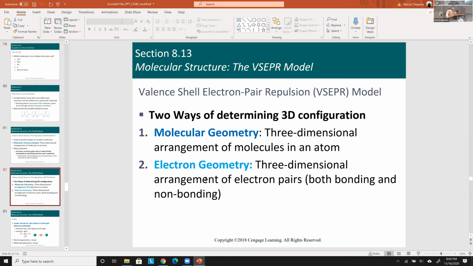And there are two ways of writing the configuration, and they're both different. The first is the molecular geometry, which is more relevant in our case, but it's harder because there are more terms. By more relevant, I mean it is the exact three-dimensional arrangement of the atoms in a molecule, I should say.